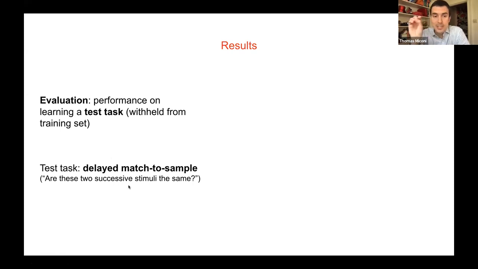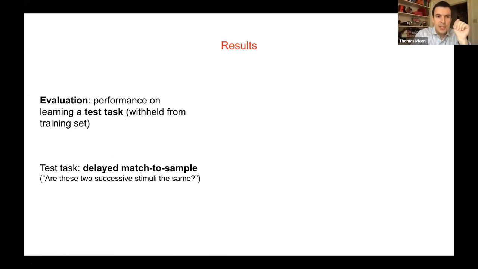That is, very simply, are those two successive stimuli the same or are they different? That is, are they both one or both zero, or are they different? The reason why we're choosing this specific task as the test task is first because it's the most challenging of the whole set. And second, because this task is actually used in actual neuroscience studies. So it does have some biological relevance.